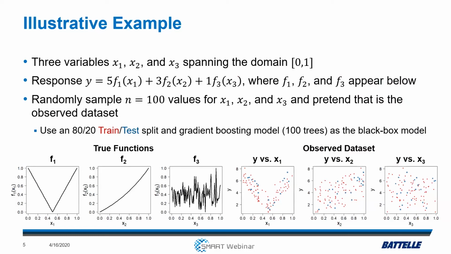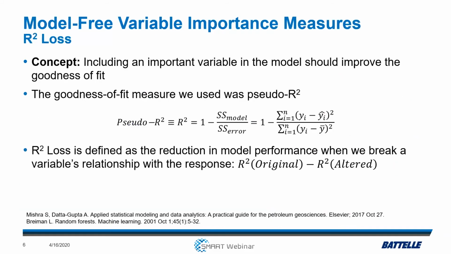From this function, I sampled 100 different observations, which are shown in the bottom right. Those are the marginal views of the response as a function of each of the different predictors. The points in red are the training data, which was 80%, so 80 of the observations. The blue points are the 20% test set, which I used to evaluate, at least for one of these methods. So what I'll do now is step through the 6 different methods that we used to evaluate variable importance.